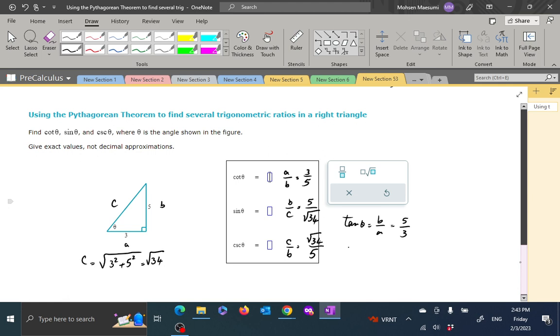Who else? Cosine of theta is the ratio of adjacent to hypotenuse, so it's going to be 3 over radical 34. And what's the last one? We have sine and cosine, tangent, cotangent, cosecant, and secant. Of course, secant is what is left, a ratio of C over A, so radical 34 over 3.